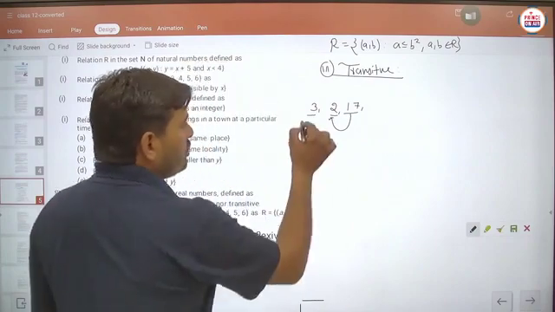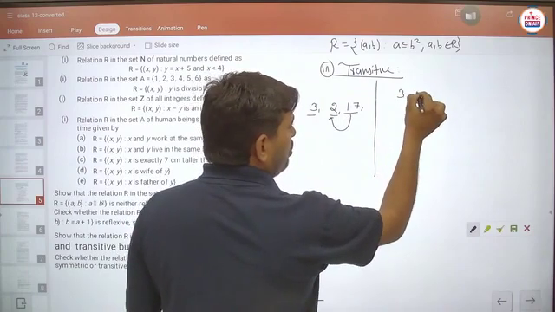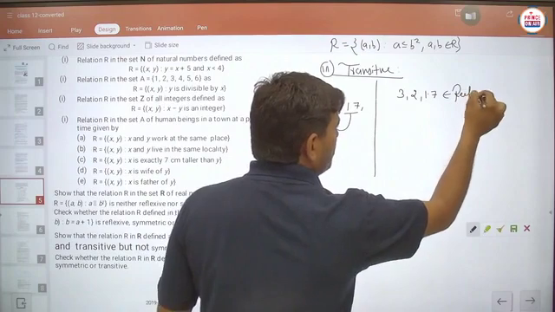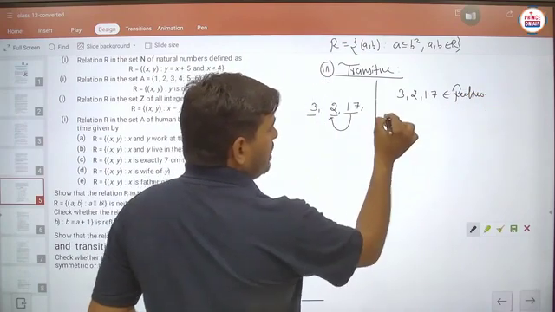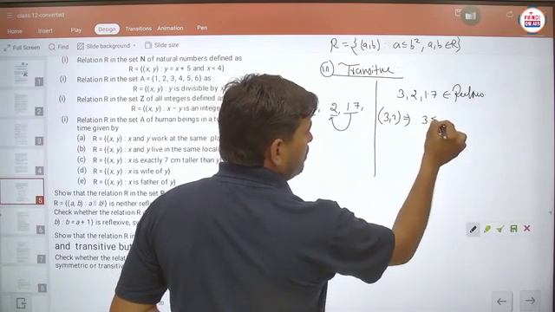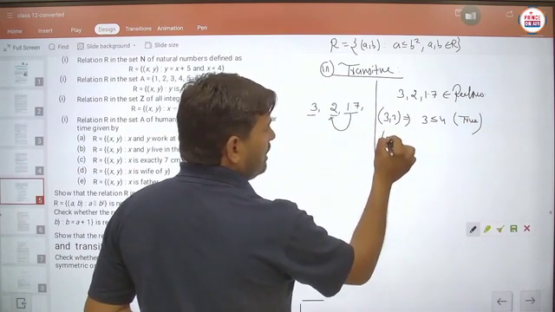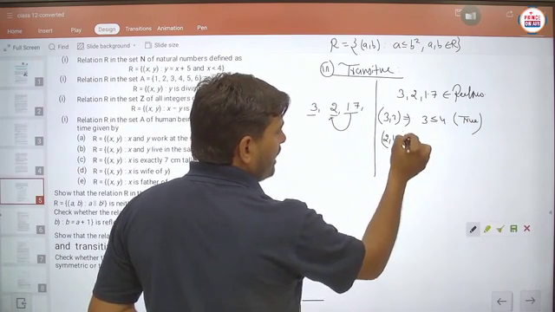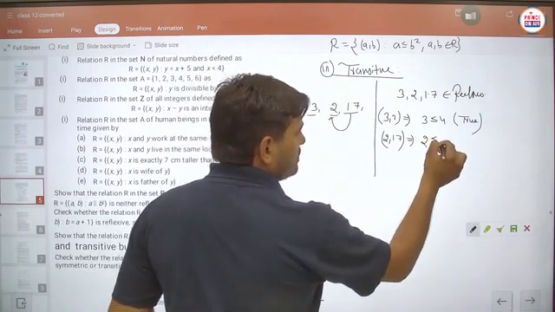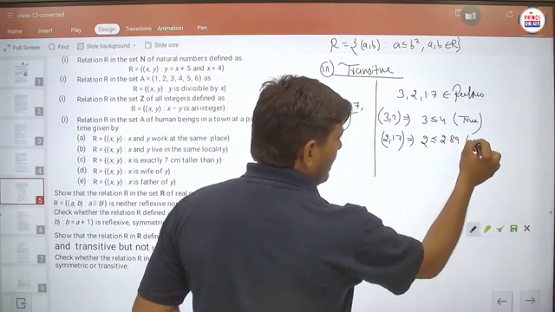Now student, you can say that in this question 3, 2, 1.7, these all belong to the real numbers, such that for 3, 2, this implies that 3 is less than or equal to 4, which is true, no problem. Similarly, for 2, 1.7, this is 2, and here 1.7 squared will be 2.89. So again it is true.